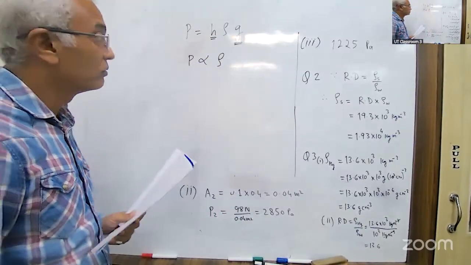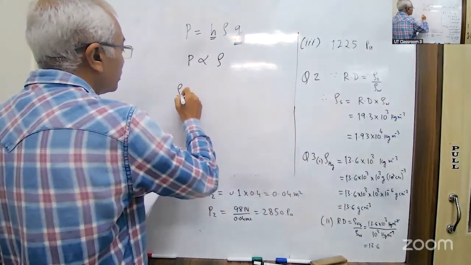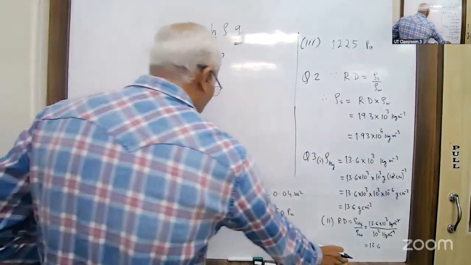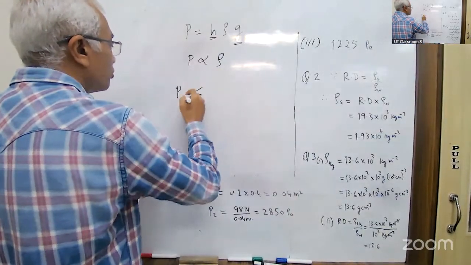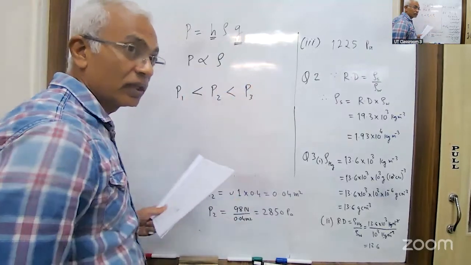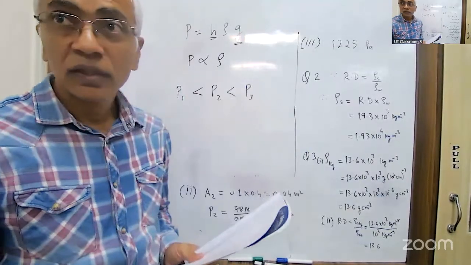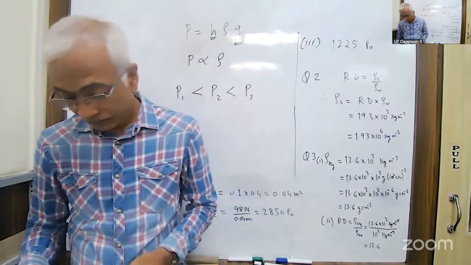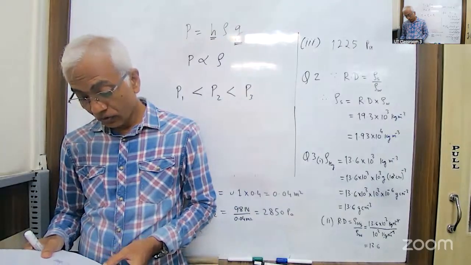So if the density is increasing from A to C, the pressure of one will be less than the other, directly proportional to density, right? In case of liquid, the pressure is given by this formula, correct? The liquid pressure is slightly different. So the relation is given.